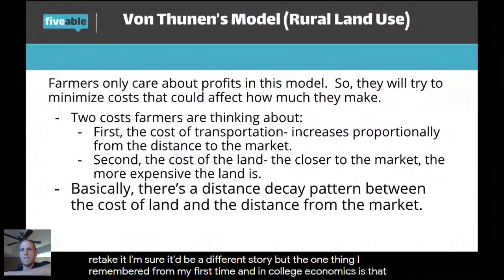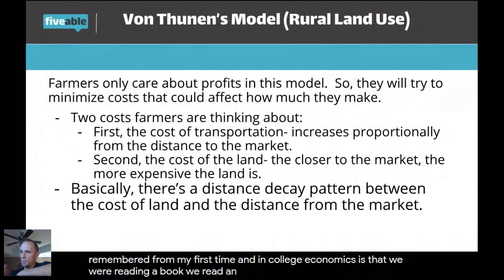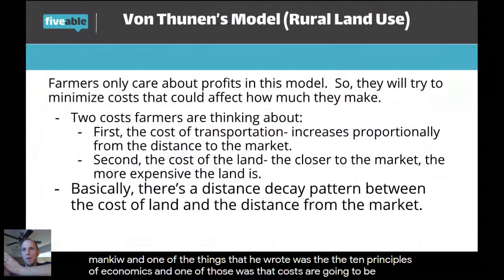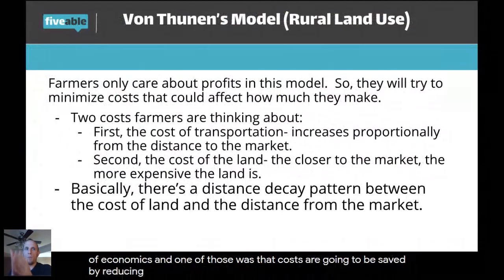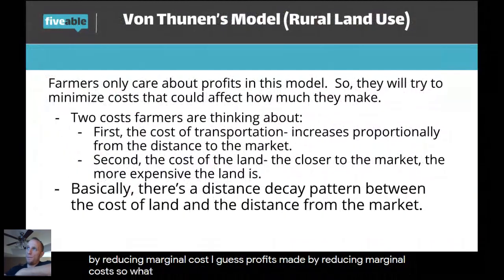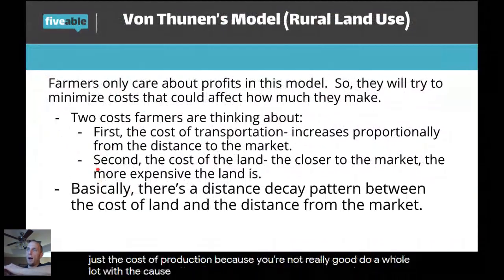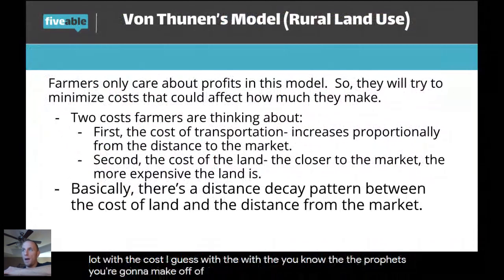is that we were reading a book. We were reading an economics book written by Gregory Mankiw. And one of the things that he wrote was the 10 principles of economics. And one of those was that profits are made by reducing marginal costs. So what farmers are going to do is they're going to try to reduce the cost of production, because you're not really going to do a whole lot with the profits you're going to make off of the good if you can't cut the costs.